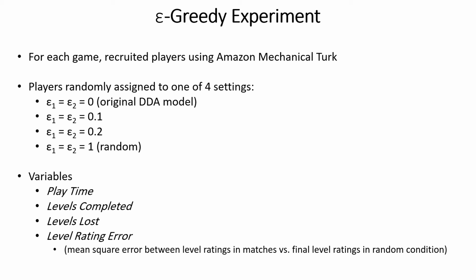In terms of variables, we looked at playtime, levels completed, levels lost, and level rating error. The last of these is the mean square error between the level ratings that were encountered in each condition in the matches versus the final level ratings that were obtained in the random condition. The reasoning behind this is that in the original DDA model, the level ratings that we use are gathered via offline random playthrough, so it's not unreasonable to use the level ratings obtained from the random condition as a proxy for the true ratings for the levels.